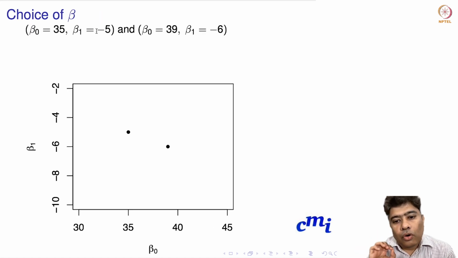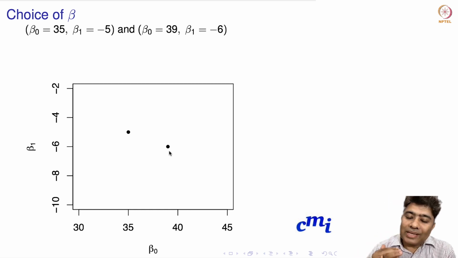Now, what are the choices of beta that I can have? So beta naught can take values around, say, the x-axis, and suppose beta 1 takes values around this axis. So one possibility is beta naught is taking 35 and beta 1 minus 5, which is this value. Another possibility is beta naught taking 39 and beta 1 minus 6, so this is this value. And this gives us 2 possible lines. So the question is which one to choose.